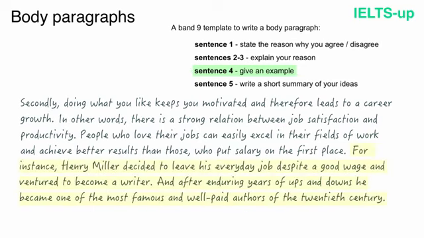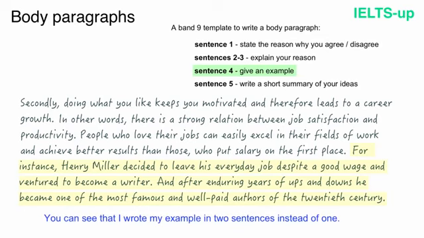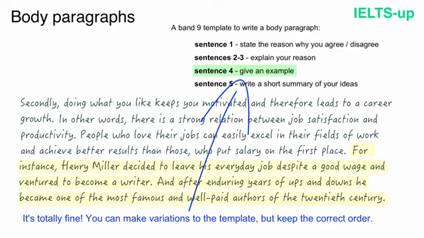For instance, Henry Miller decided to leave his everyday job despite a good wage and ventured to become a writer. And after enduring years of ups and downs, he became one of the most famous and well-paid authors of the 20th century. You can see that I wrote my example in 2 sentences instead of 1. It's totally fine. You can make variations to the template, but keep the correct order.